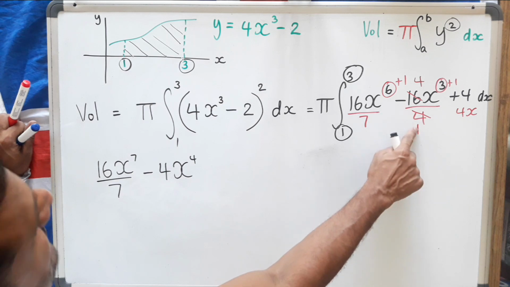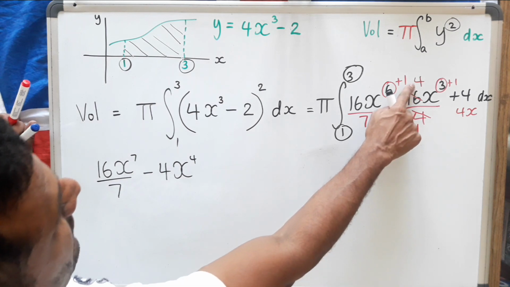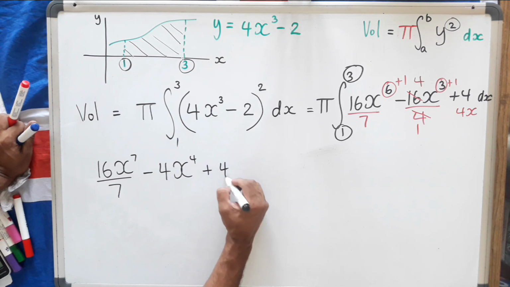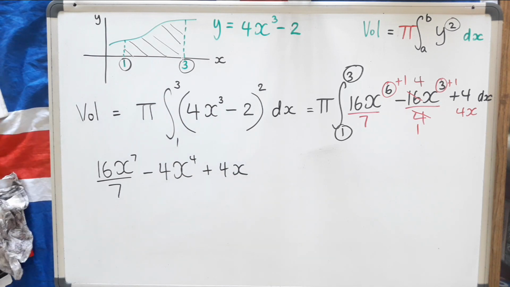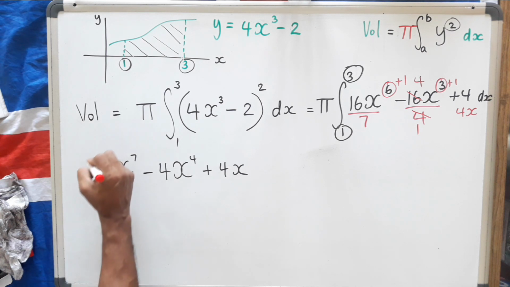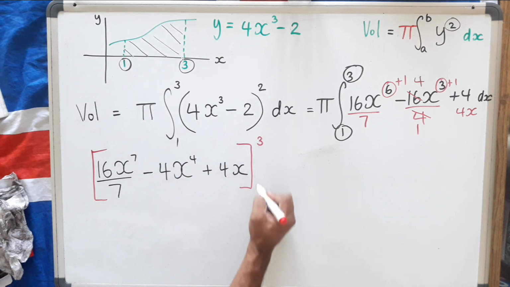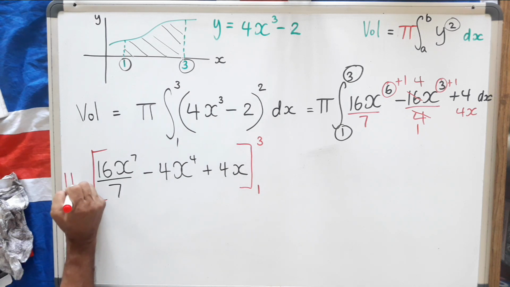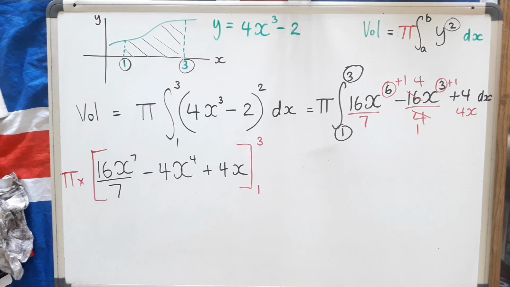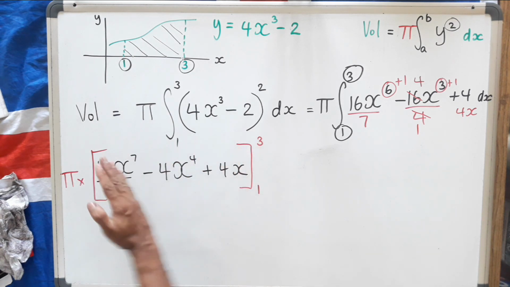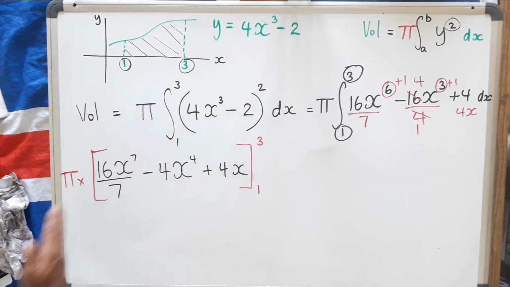Remember, we divided 16 by the 4 to get 4. And we had added the power. And when we integrated 4, we got 4x. Right? We got 4x there. We still have to put the big square brackets, put the 3 and the 1. And we have this pi waiting on the outside. So we're going to work out this part here first. Simplify the whole thing, and whatever we get, we just multiply by pi. So let's forget that pi for the time being, right?